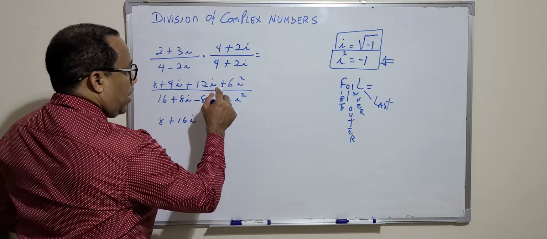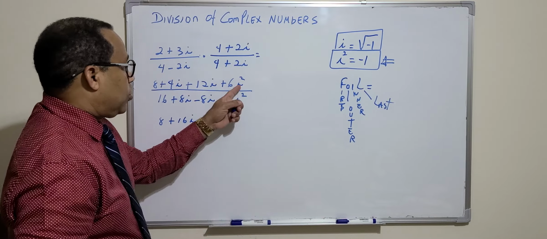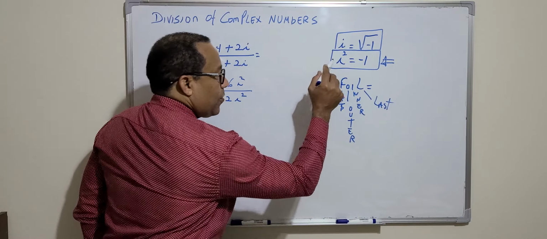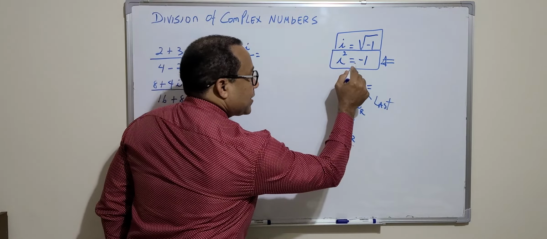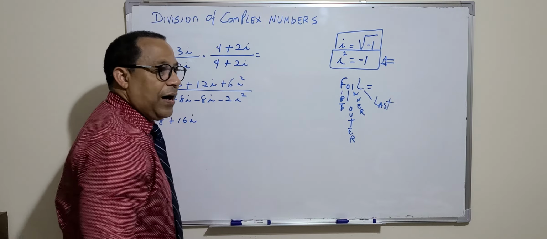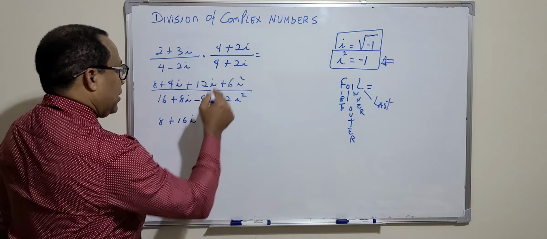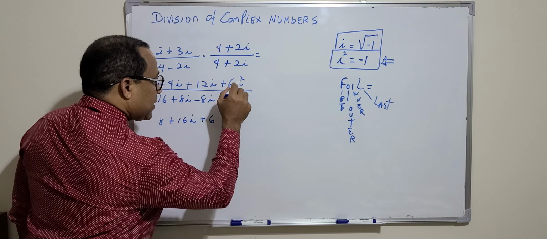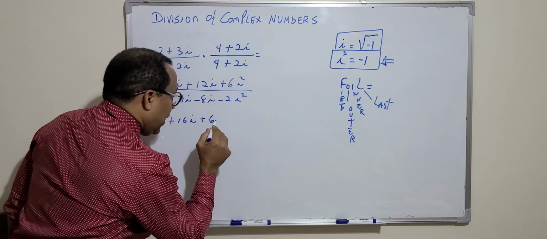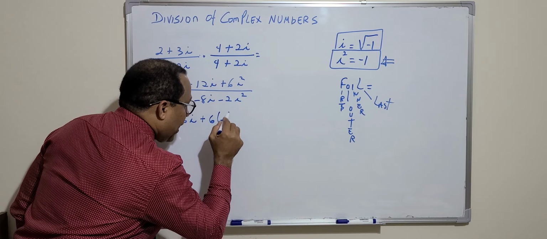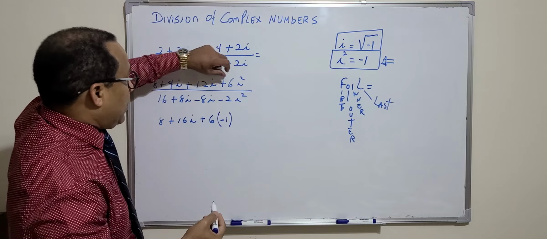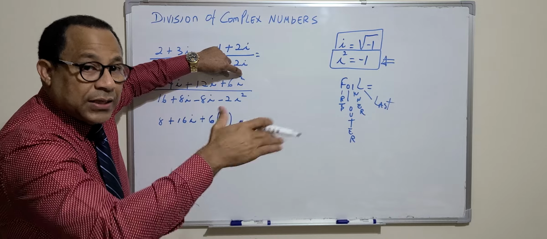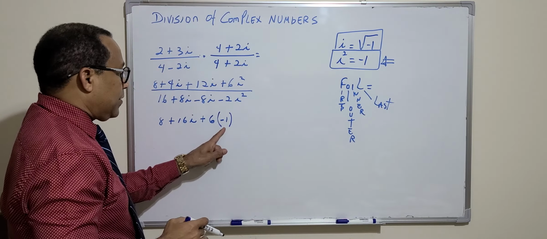And then bring down the plus 6i to the second, but there's something I showed before. We know that i to the second is the same as negative 1. So I'll use that advantage. This would be plus 6 times negative 1 instead of i to the second. The negative 1 is multiplying, because 6i to the second means 6 times i to the second, the same as 6 times negative 1.